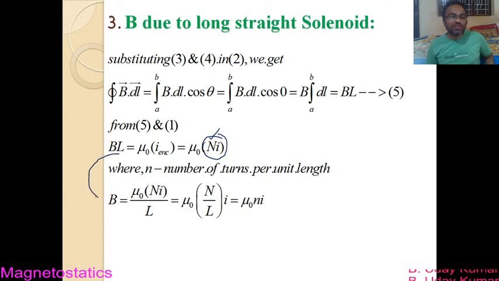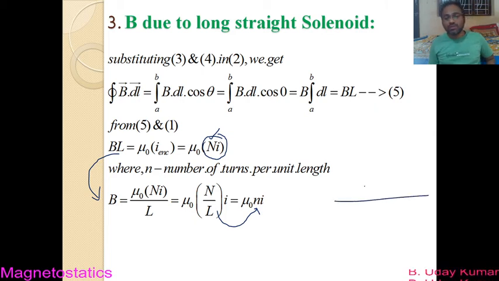So from this equation, what I can write is B times capital L equals mu 0 capital N times I, where if I send this capital N to the right hand side, I can write that equation as B is equal to mu 0 capital N I by capital L. But if you separate the number of turns and length of the closed path that you are choosing, you can write it as mu 0 capital N by capital L times I. But this is nothing but the number of turns per unit length, which is denoted by small n. So that is what you have to understand.